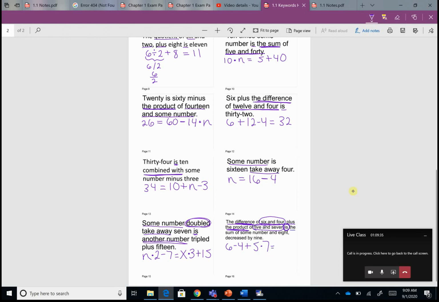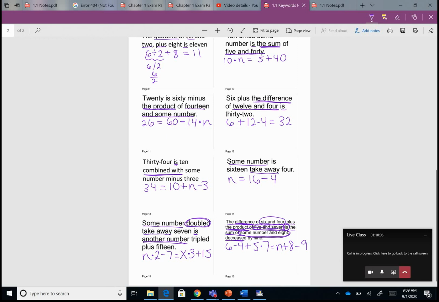the sum of some number and 8. Sum means we add, and we're going to add the 2 things that follow it. So some number and 8 decreased by 9. So don't let the length of the sentence bother you at all. Break it down, find those key words, and just keep writing your expressions and your equations.